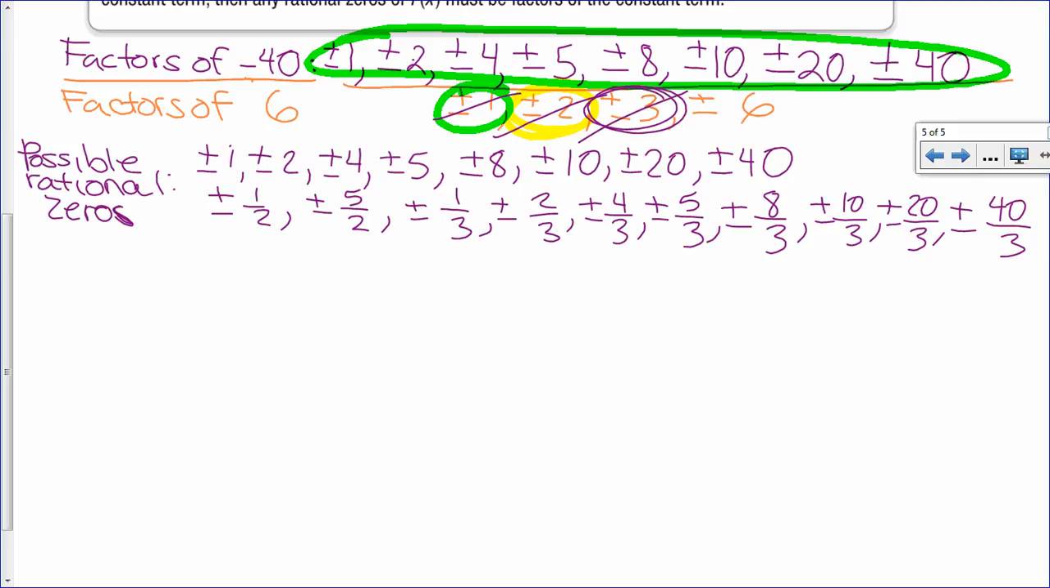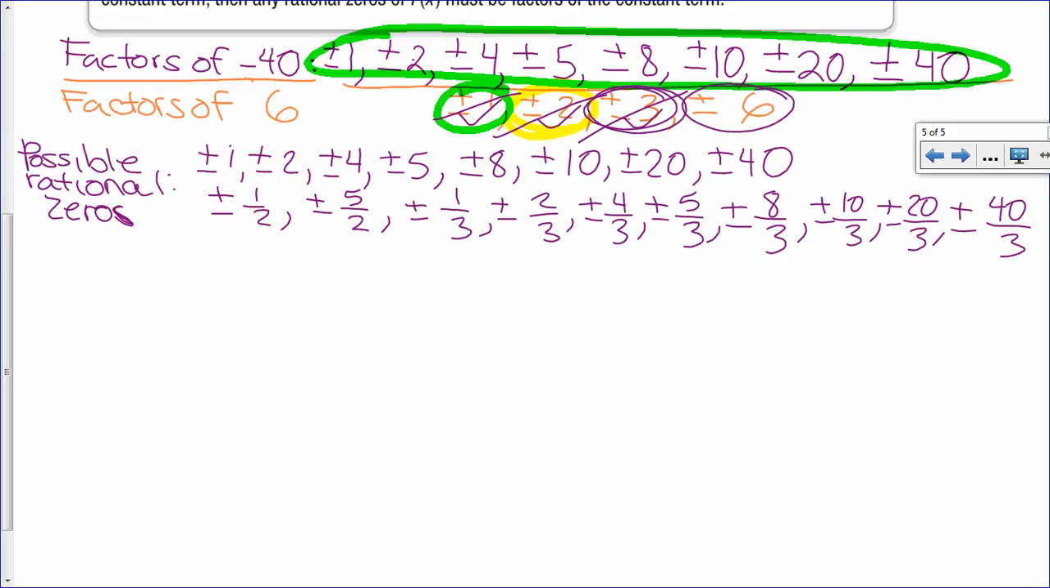I'm sorry? Where are these fractions coming from again? Well, we're taking all the factors of 40, which are the numbers that I have circled with the green highlighter, in the numerator. And then we have to divide them by every number here. So divide by 1, we did that. Divide by 2, we did that. And then divide by 3, we did that. And now we're going to divide by 6.